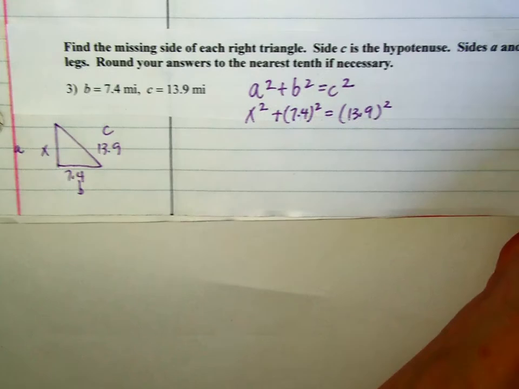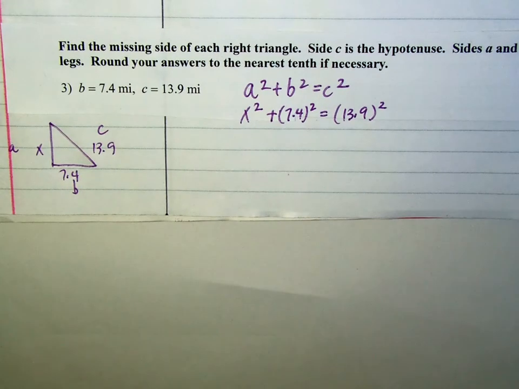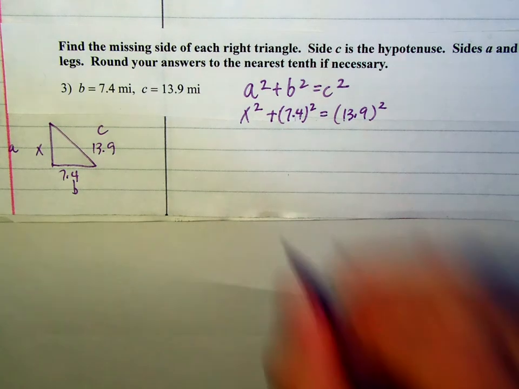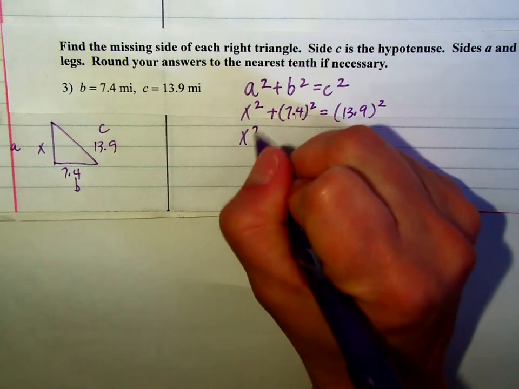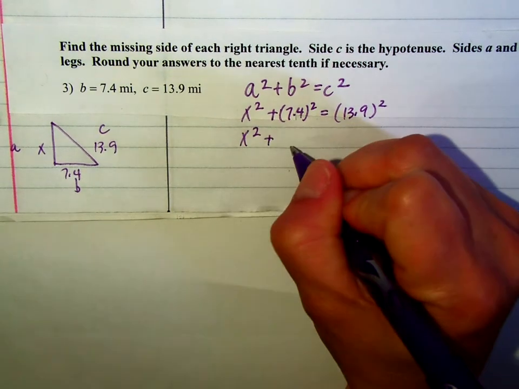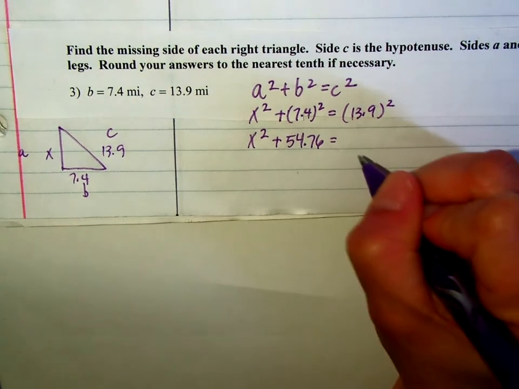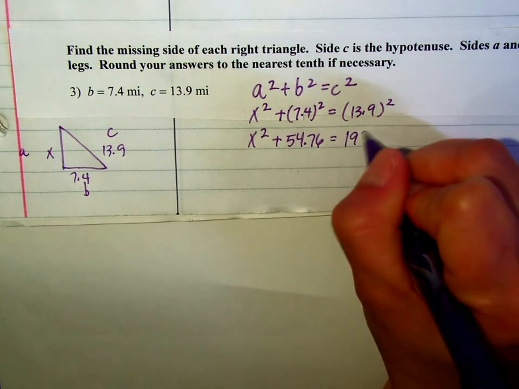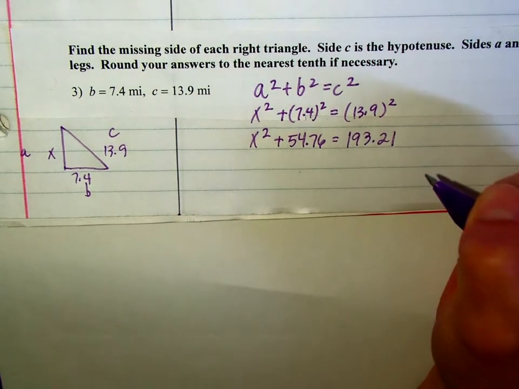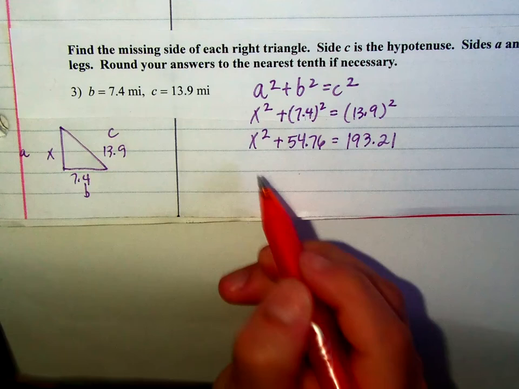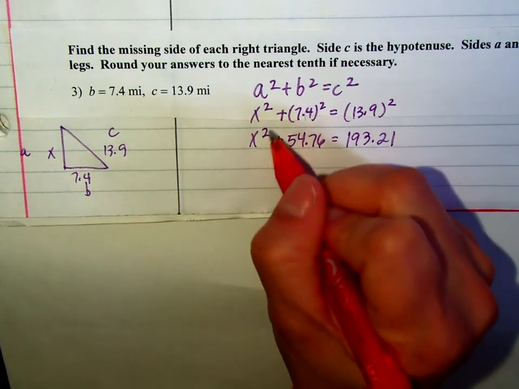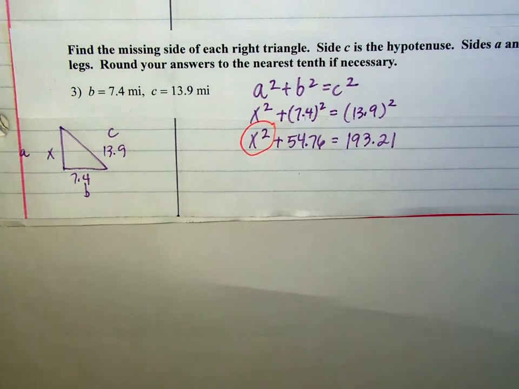Okay, so pause the video if you need to do those calculations on your calculator, and we'll reconvene in a little bit. All right? So x squared, we're not going to do anything to it, but 7.4 squared should give you 54.76, and 13.9 squared should give you 193.21. From here, my x squared is not isolated, so I need to solve for x squared.